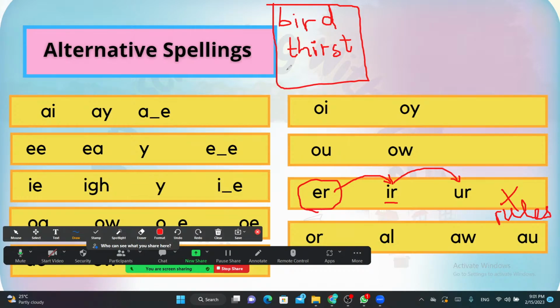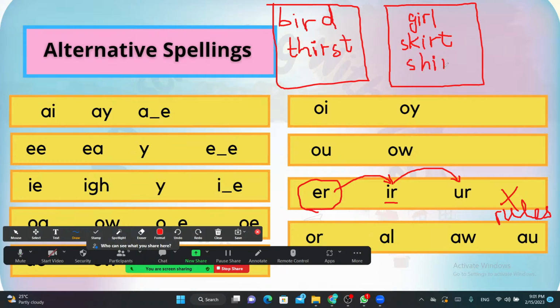I'll send you the link. I have listed pretty much many words. So you can also go for IR words related to girls. So girl is an IR word. Then what does a girl wear? She wears a skirt. This is how you link the spellings. She wears skirts with shirt.